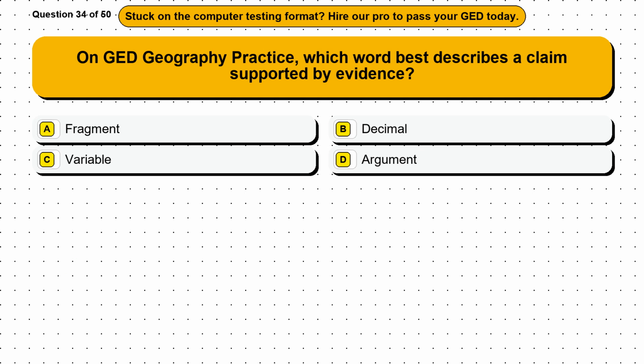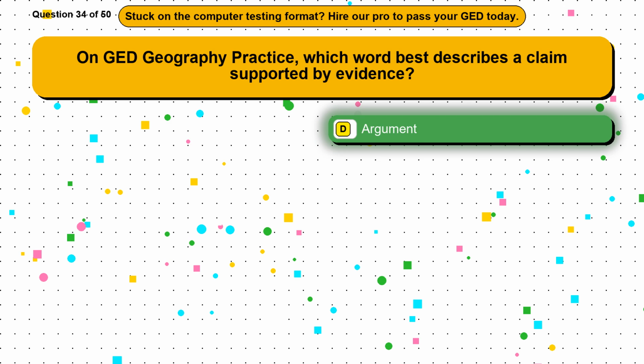Question 34. On GED Geography Practice, which word best describes a claim supported by evidence? Option A, fragment. Option B, decimal. Option C, variable. Option D, argument. The correct answer is option D.